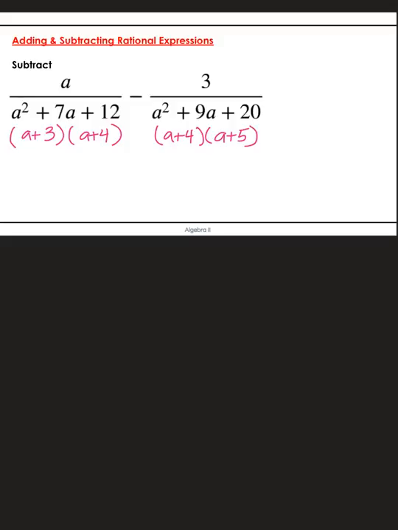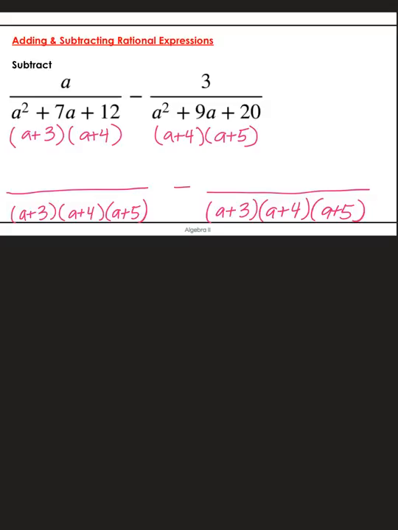So we've got those denominators factored. Now we need to figure out what's the greatest occurrence of each. So we're going to have a plus 3 times a plus 4 times a plus 5. And that's going to be our new denominator. And then over here we still need a plus 3 times a plus 4 times a plus 5.